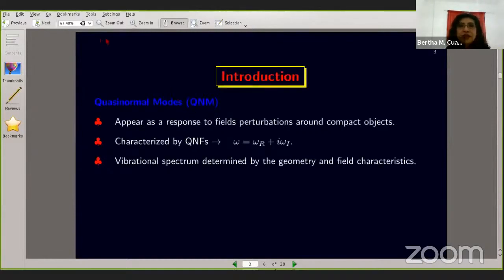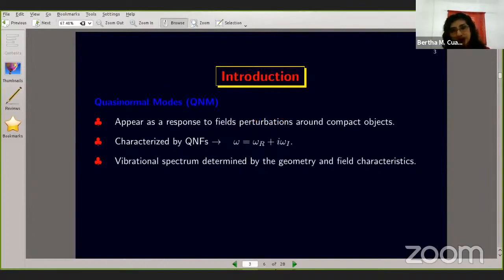Okay, so first of all, talking about quasi-normal modes, we all know that they appear as a response to field perturbations around compact objects. And among these compact objects, we can consider the black holes, that is the subject that we are going to study here. These quasi-normal modes are characterized by quasi-normal frequencies. This number here is a complex number, that's why these modes are called quasi-normal, where the real part of this frequency is related to the oscillation and the imaginary part of the frequency is related to the damping of this oscillation.